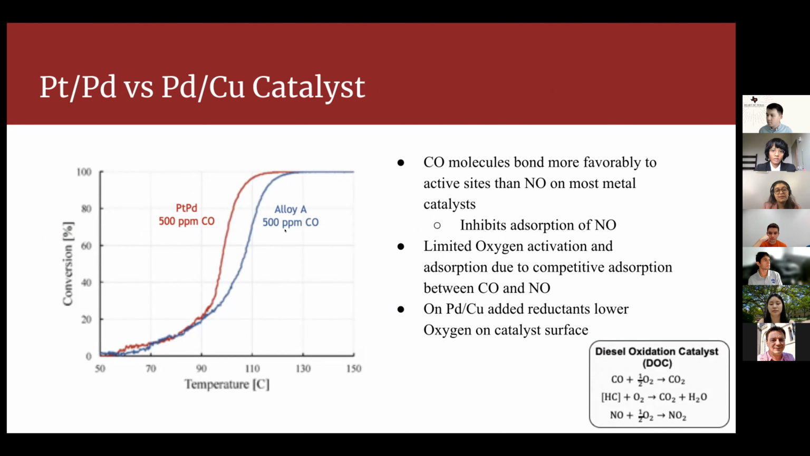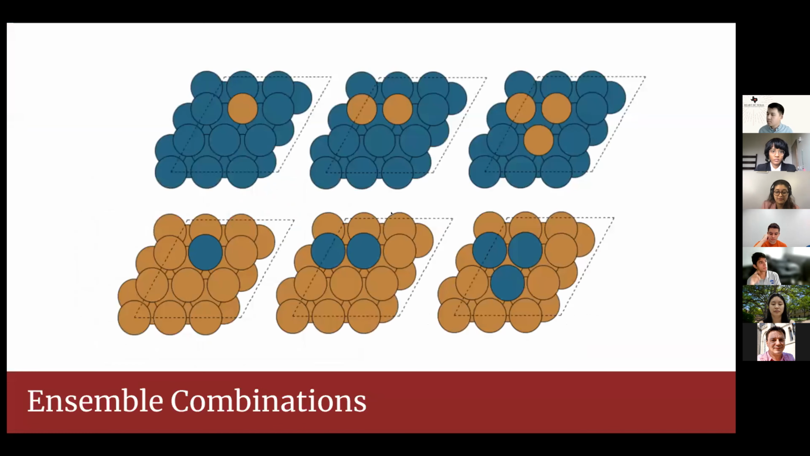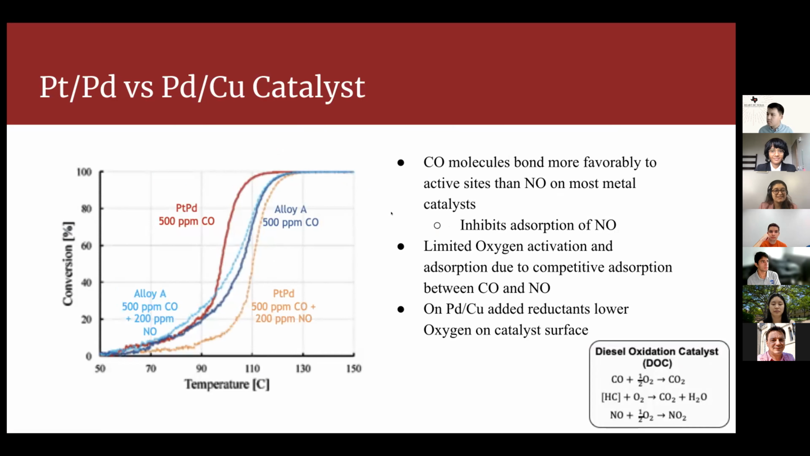And so the lab that I work with actually did a couple of studies, and they found this alloy A, which is palladium and copper. It doesn't do as well when you just have carbon monoxide, but when you introduce nitrogen oxide into the system, you can see that it is outperforming. So here, if you look at this yellow orangish line, the platinum palladium, it decreases its conversion quite significantly when you introduce that nitrogen oxide into the system.